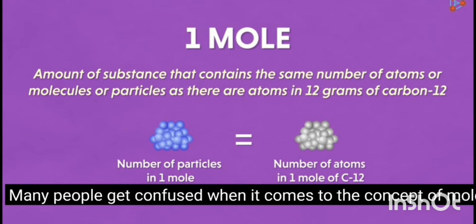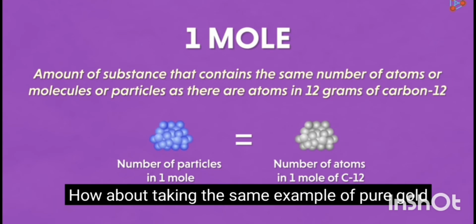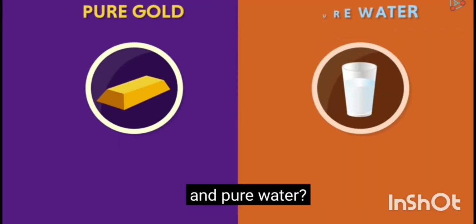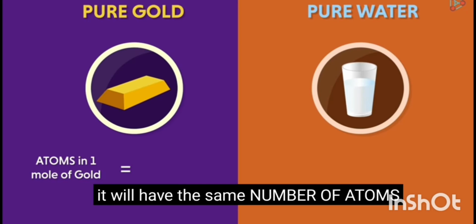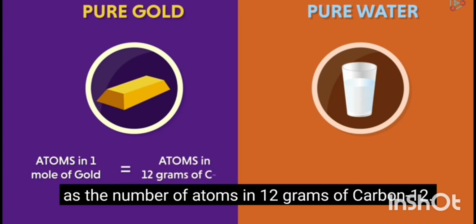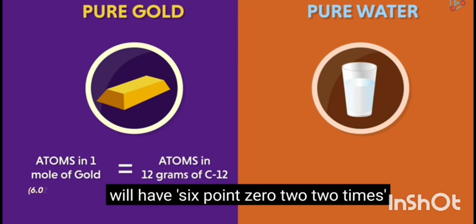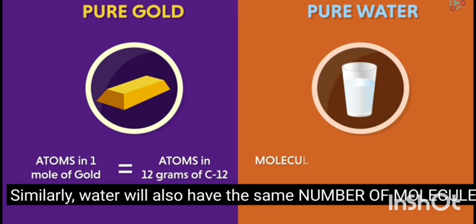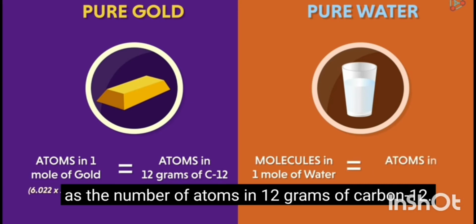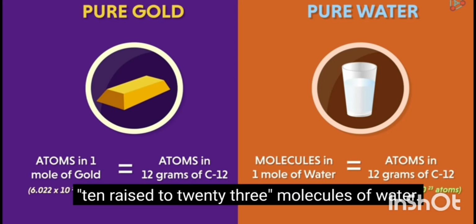Many people get confused when it comes to the concept of mole. Let's take many more examples to be absolutely sure. Taking the same example of pure gold and pure water. When we say 1 mole of pure gold, then according to our definition, it will have the same number of atoms as the number of atoms in 12 gram of carbon-12. That means 1 mole of gold will have 6.022 times 10 raised to 23 atoms of gold. Similarly, water will have the same number of molecules as the number of atoms in 12 gram of carbon-12. That means it will have 6.022 times 10 raised to 23 molecules of water.